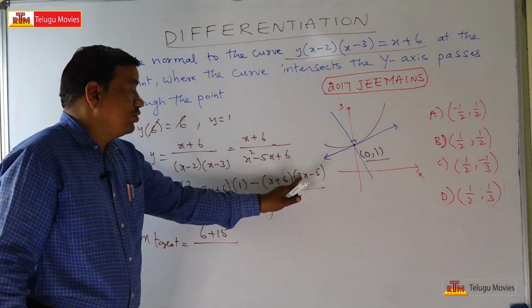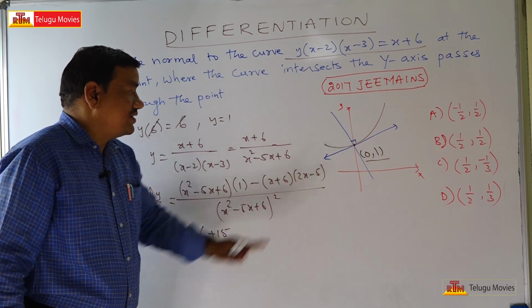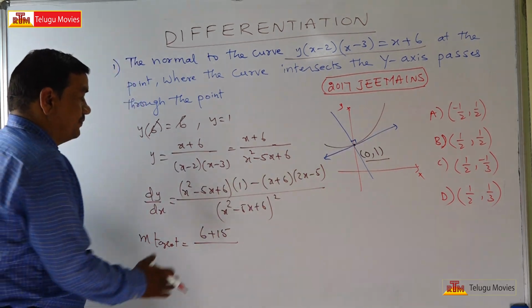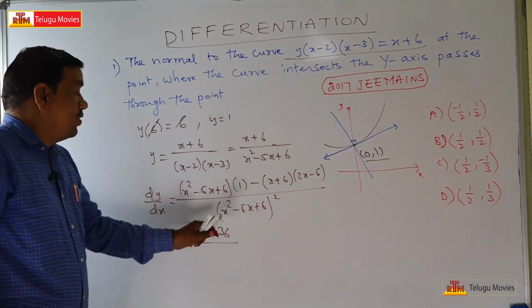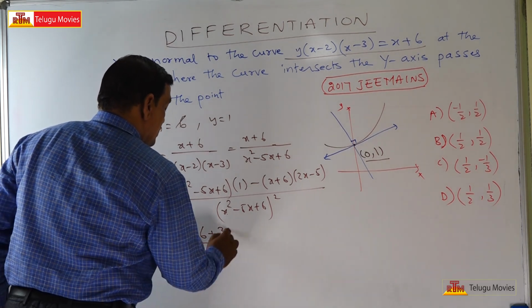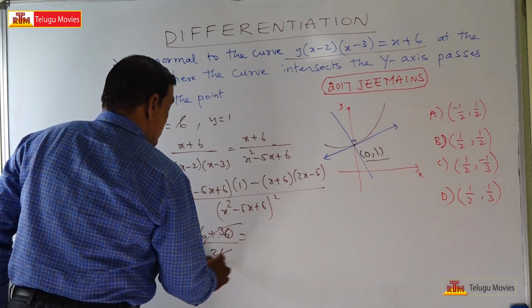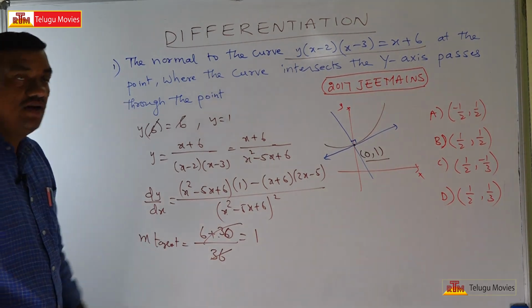So here 0, 2 into 0 is also 0. So 6 into 5, 6 5s are 30. Okay. 0, 0, 6 square, 36. This is 30, so this is 36. 36 will get cancelled, 1. So what is the slope of the tangent? It is 1.